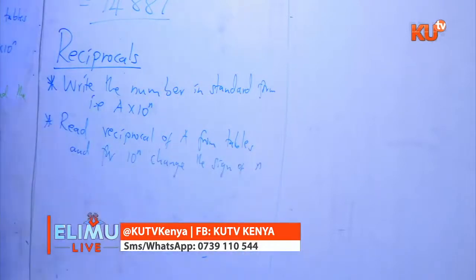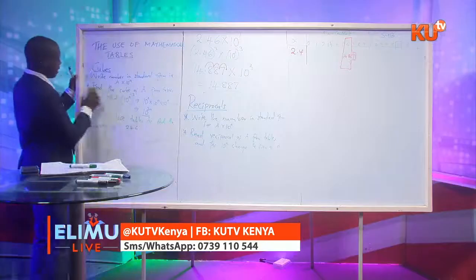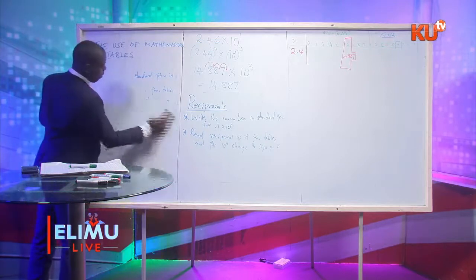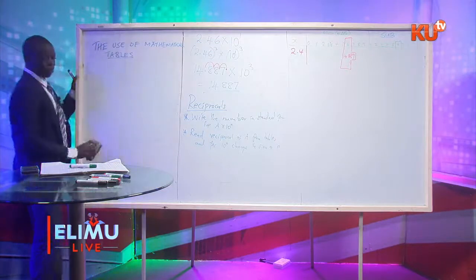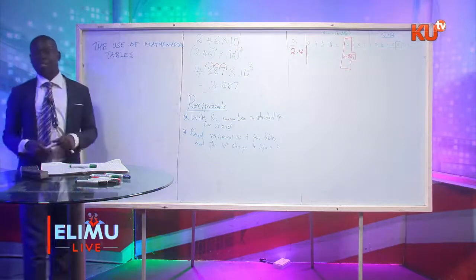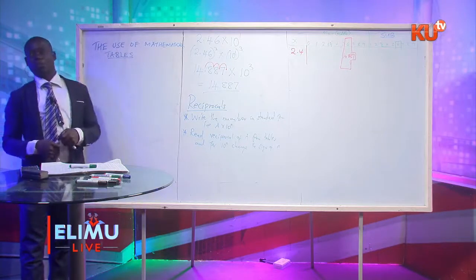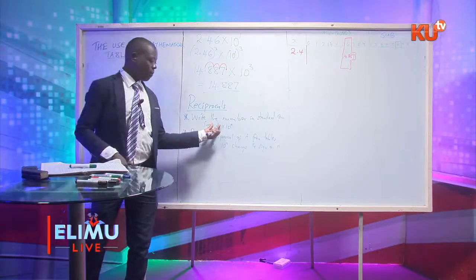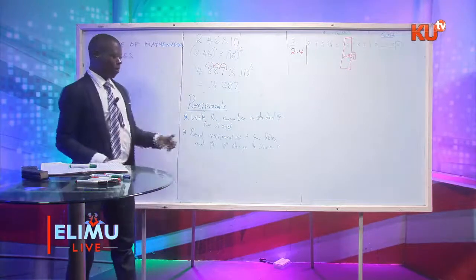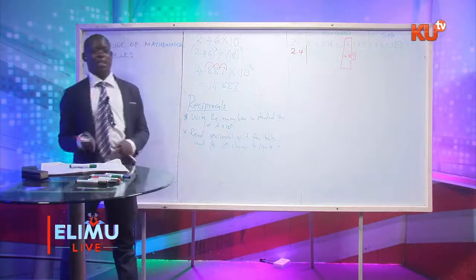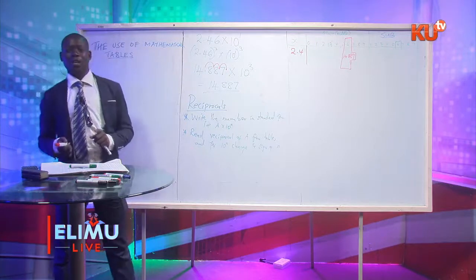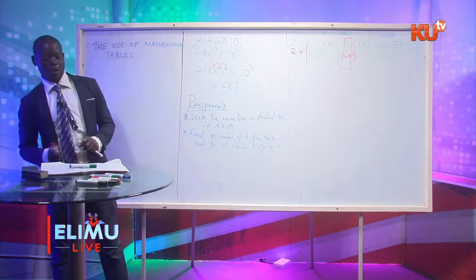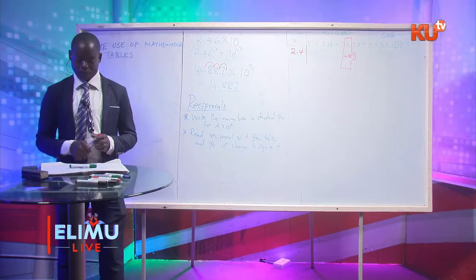It is a very simple way of understanding reciprocals, because if I were to go to the longest method of how that becomes true, then I would have to apply indices and division. But the simplest way is, once you've written the number in standard form, read that value from the table, and then for this 10 power n, change the sign. If it is power negative 1, it turns to power positive 1. Power positive 2 turns to power negative 2, and so on.